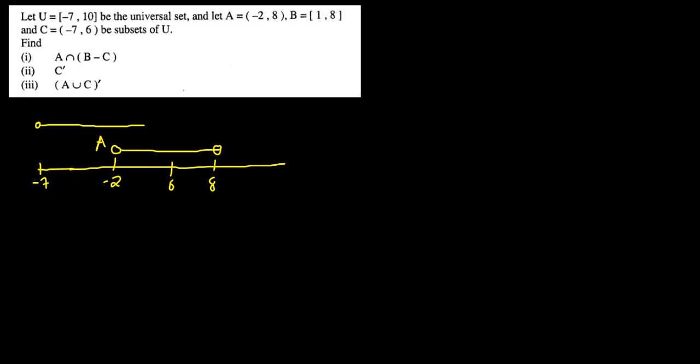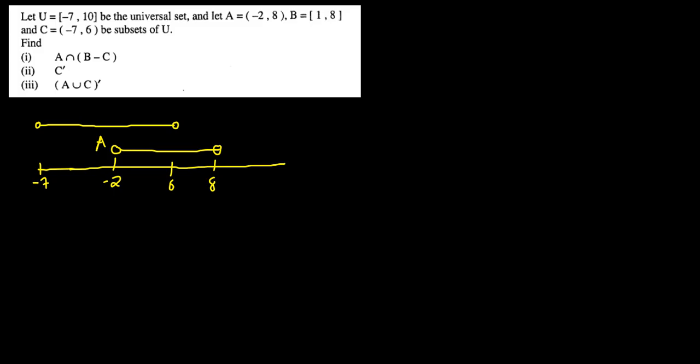So A union C, again, come on your number line. So first get the set A. It is from -2 up to 8. This is the set. That's set A. And then the set C is from -7. -7 will be more this side. Up to 6. 6 will be somewhere here. And it's also open at both ends. This is the set C.